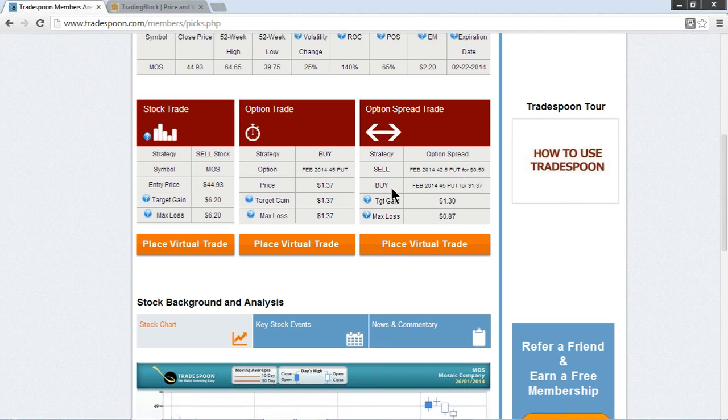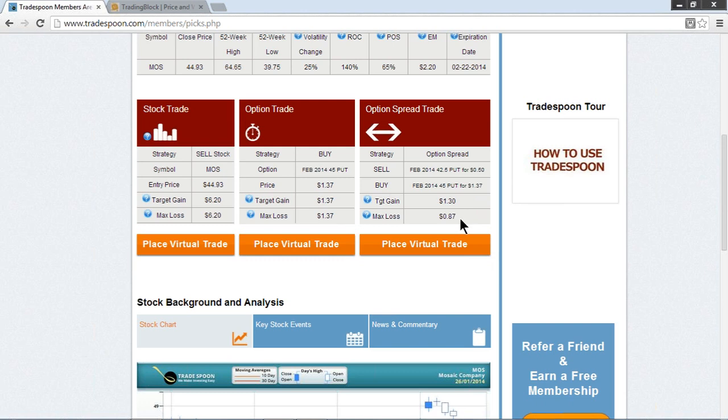Now, taking a look at the option spread strategy, we're looking to buy the February $45 puts while selling the $42.50 put, which reduces our cost basis to 87 cents. So we'll put in a limit to buy to open this $2 put spread, buying the 45 and selling the 42 puts, for a net debit of 87 cents or $87 per contract. Our target gain is going to be $1.30.